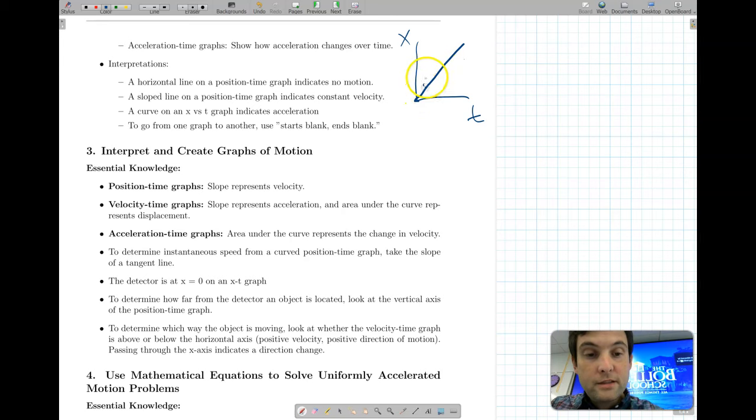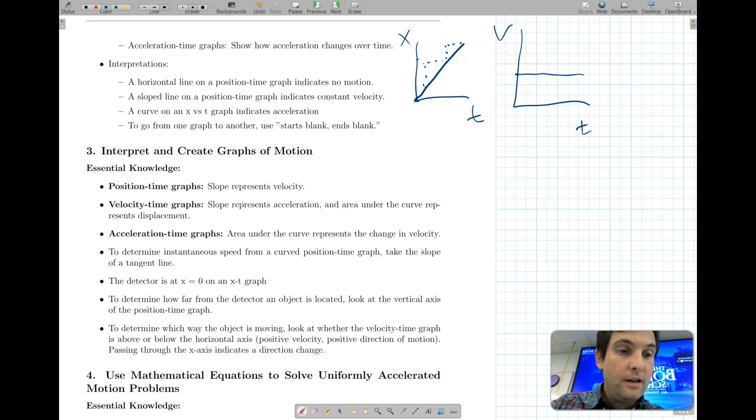At all points, my slope remains the same, so my velocity is constant. I could then go on a velocity versus time graph and plot that constant. In this case, we have a constant positive, so that's what that would look like on our velocity versus time graph. We can go even further to our acceleration versus time graph. There's no slope on this velocity versus time graph, and the slope of velocity versus time gives you acceleration. That means there is 0 acceleration for this situation.